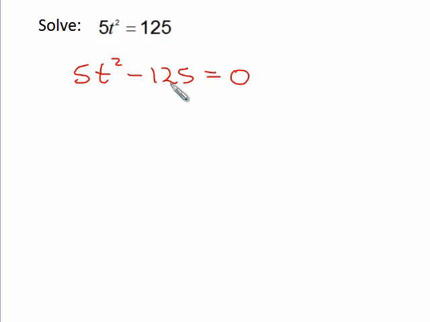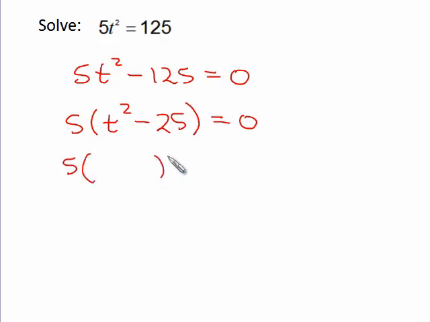Now I'm going to factor this so I can use the zero product property. So since they both have a 5 in common, I'll go ahead and factor out my 5, leaving me with t squared minus 25, which equals 0 still. Now I have a difference of squares, which must factor to be conjugates. I'll have t squared will be t times t, and 25 will be 5 times 5.